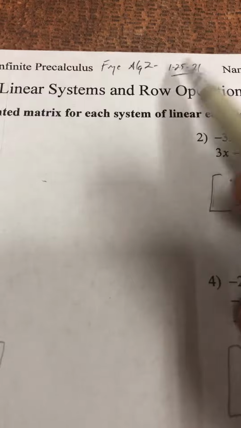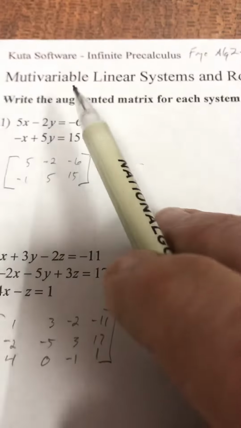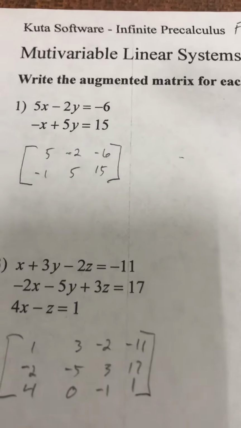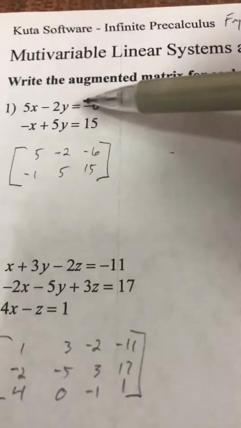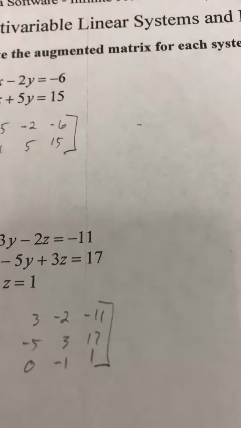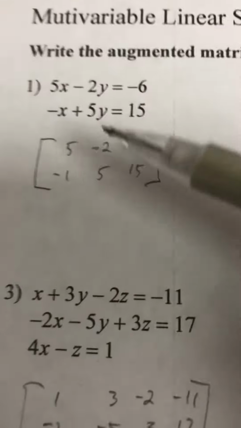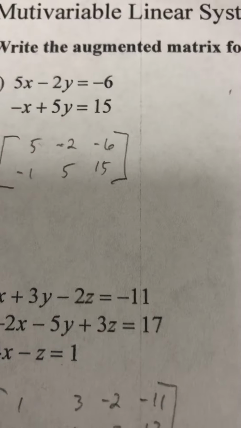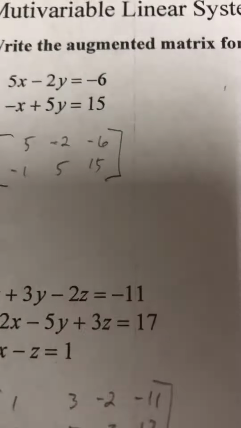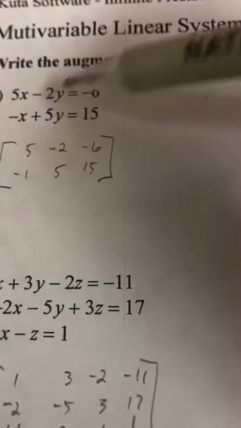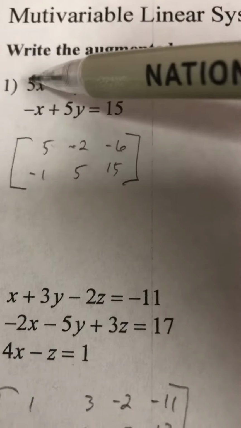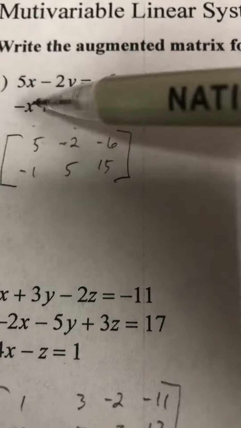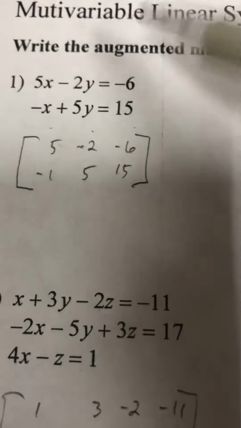This is January 25th. We're looking at multivariable linear systems and row operations, just the real basics of breaking down these systems of equations and putting them in matrices. So basically all you do is you have your columns and your rows, and then you just write the number before your x and your y values and then your answers, and you're just going to write those down here. So it becomes very easy.